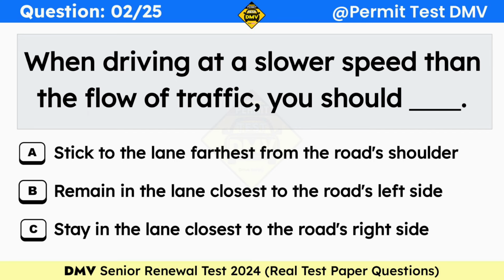Question 2. When driving at a slower speed than the flow of traffic, you should. Option A. Stick to the lane farthest from the road's shoulder. Option B. Remain in the lane closest to the road's left side. Option C. Stay in the lane closest to the road's right side. Correct answer. Option C. Stay in the lane closest to the road's right side. If you choose to drive slower than other traffic, drive in the right lane.